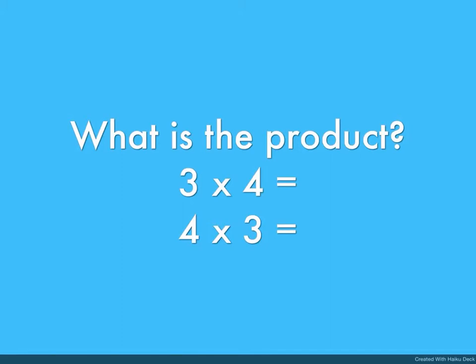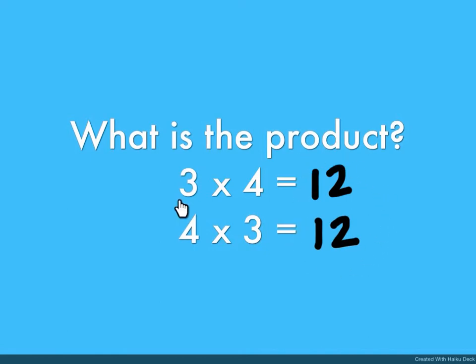In both our examples that we just drew pictures of, we found out that 3 groups of 4 had the product of 12. We also found out that 4 groups of 3 has the product of 12. This is the commutative property. These two problems represent the same factors. The only thing that has changed is the position in which you see them in the math problem. The thing that stays the same is the product.